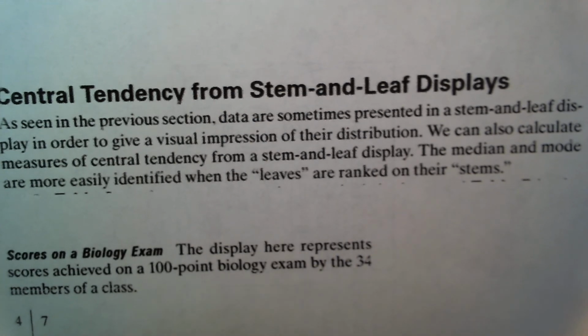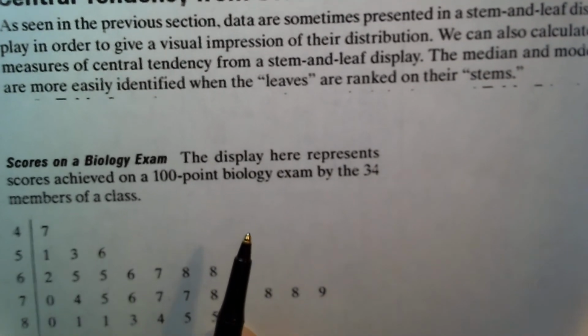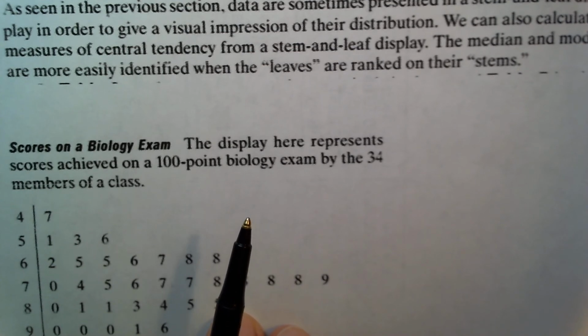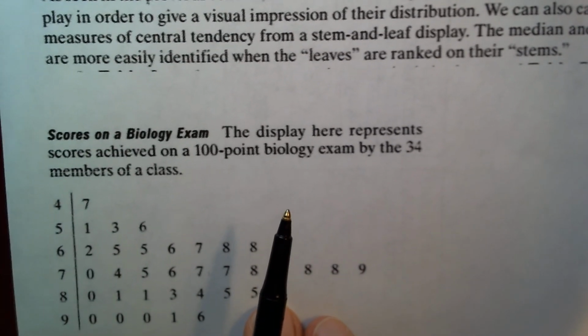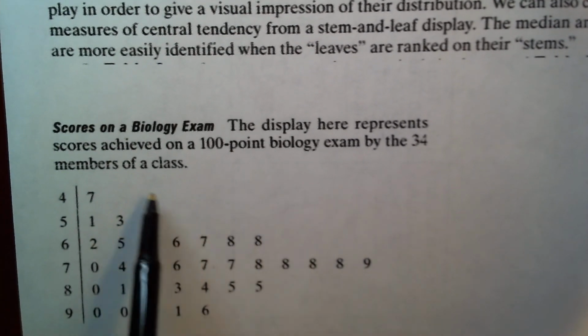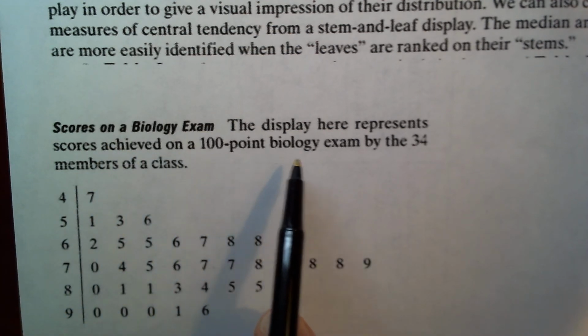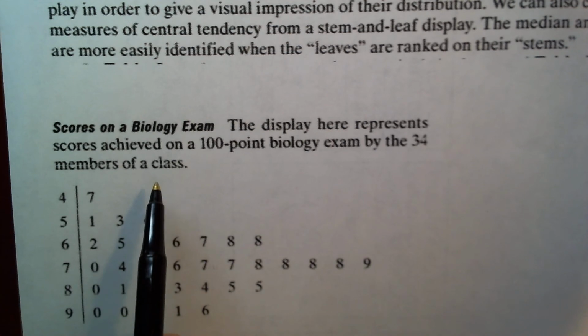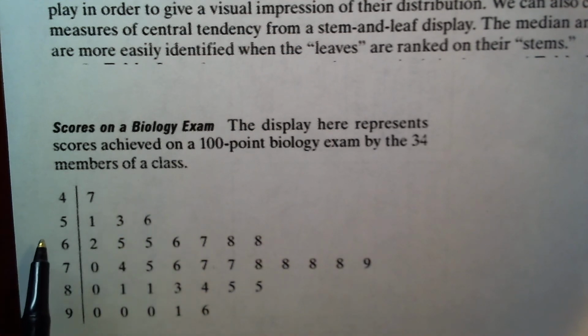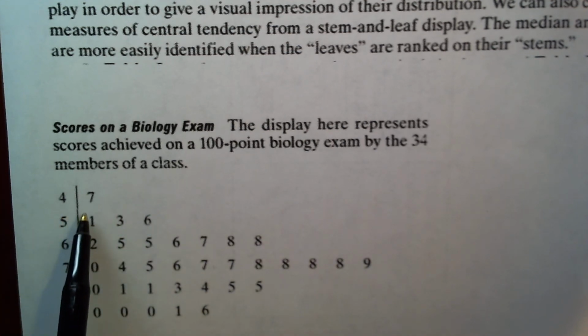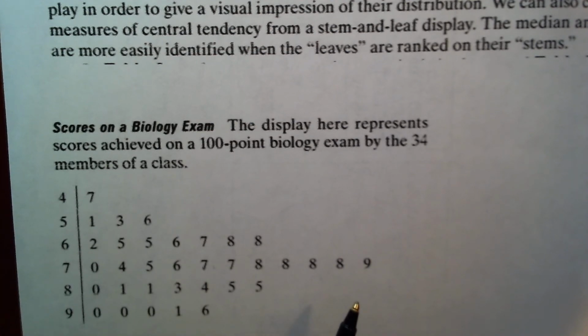And so when we look at this example, scores on a biology exam, we are told the display here represents scores achieved on a 100-point biology exam by the 34 members of a class. And remember what that means. So one score was 47, then 51, 53, 56, 62, etc., all the way up to 90, 90, 90, 91, and 96. So what do we do?